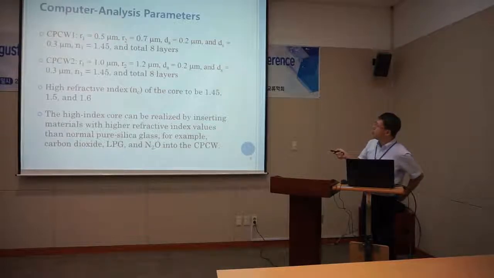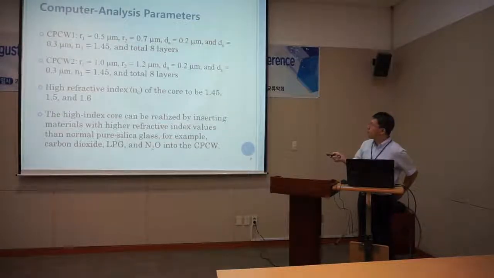Here, the high refractive index of the core is going to be 1.45 or 1.5 or 1.6. The reason why I am going to use those kind of high refractive index is that high index core can be realized by inserting materials with higher refractive index values than pure silica glass. For example, carbon dioxide, liquefied petroleum gas, and nitrogen oxide into the CPCW core.